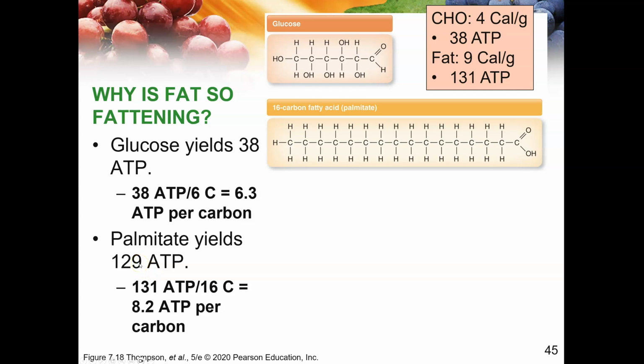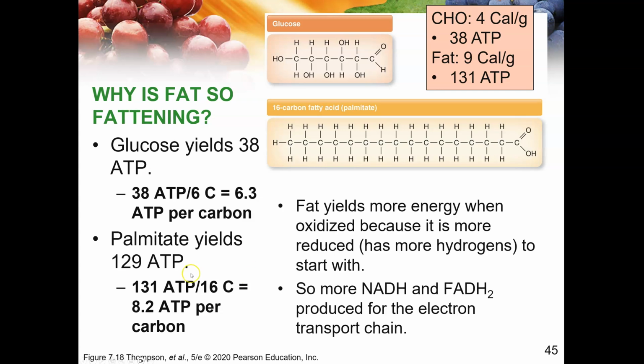There's some complicated biochemistry that I didn't share with you. So 131 divided by 16, that's 8.2. So you still get more. It's not just the size of the molecule. The reason for that is that if you look at these molecules, the palmitate has a ton of hydrogens. The glucose doesn't have as much. It has some oxygen in here. So if you have a lot of hydrogens, then you get a lot more NADH and FADH2 that can go to the electron transport chain and give you lots more ATP. So that's why fat has 9 calories per gram and carbohydrate only has 4.